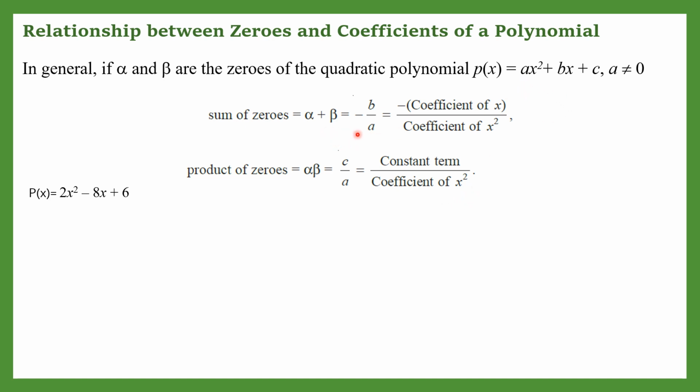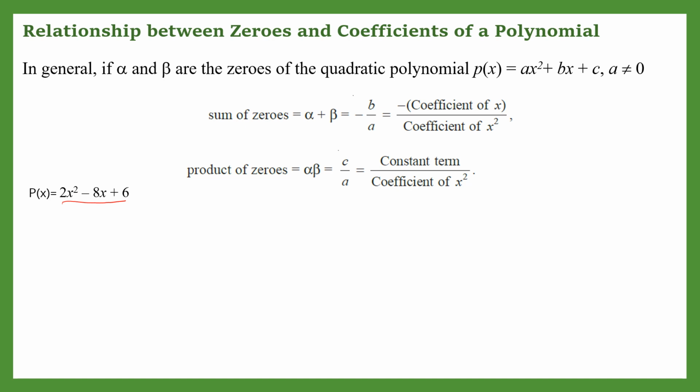C is nothing but the constant term divided by the coefficient of x square, which is a. So the sum of zeros will always be equal to minus b by a, that is minus coefficient of x by coefficient of x square, and the product of zeros will always be equal to c by a, constant term by coefficient of x square. Let's solve a problem and verify this. The polynomial given is 2x square minus 8x plus 6.